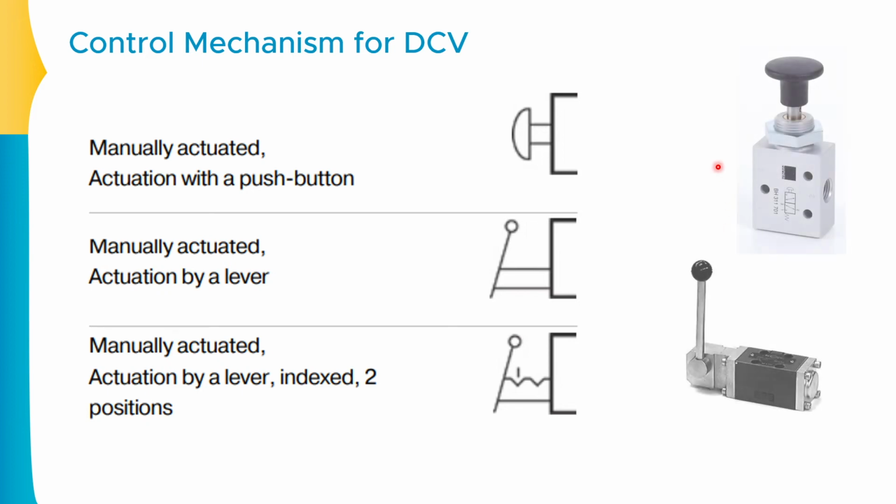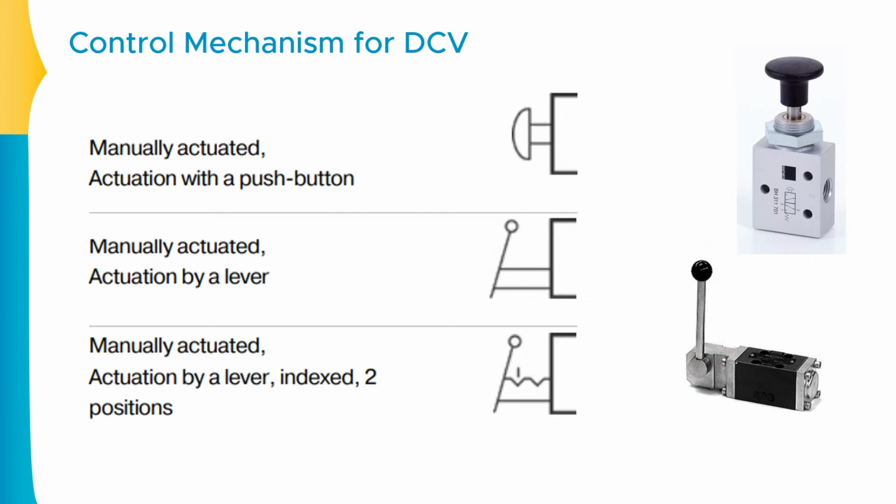So let me just show you the practical situation. This is the push button operated valve, and as you can observe, there is a symbol available over here which is showing the 3/2 valve. Actually this is the 3/2 valve, and the symbol is represented over here. If you can observe, this is the symbol which is available. And the second, this is the lever actuated valve. The lever is shown over here, and the indexed lever, which has multiple positions, also looks like this.